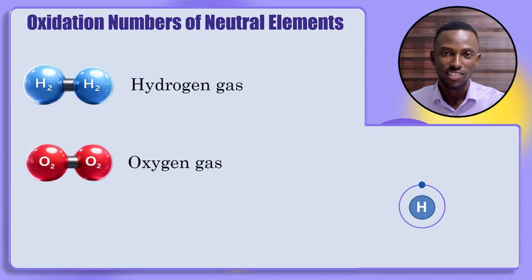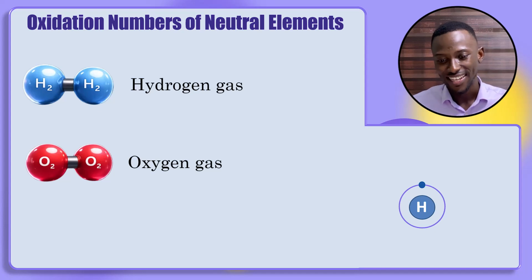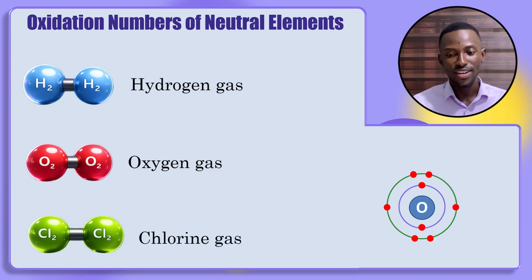Then we have oxygen. The oxygen element exists as a gas, and this oxygen element is also made up of oxygen atoms. So remember, elements are made up of atoms of the same kind. So this oxygen element is made up of oxygen atoms, and you can count the number of electrons present in this oxygen atom. That is 8.